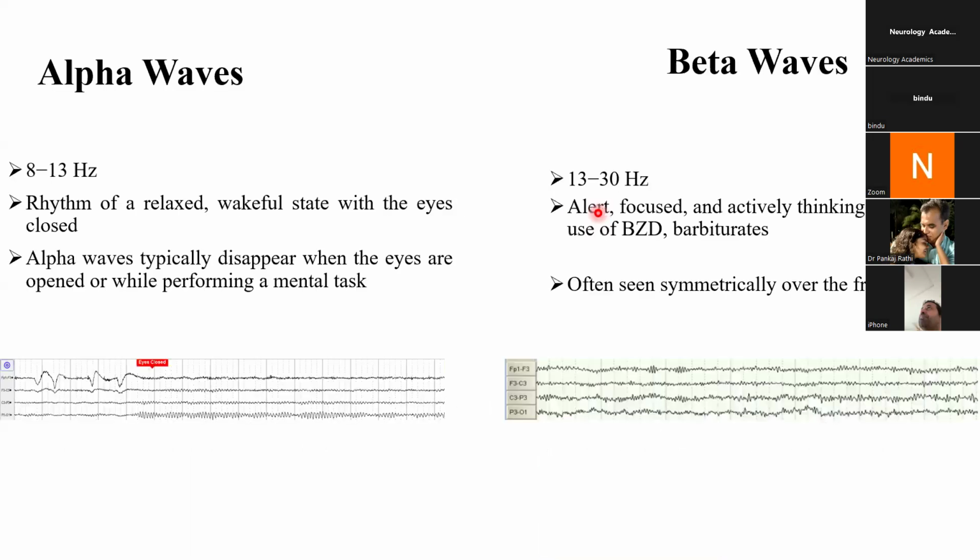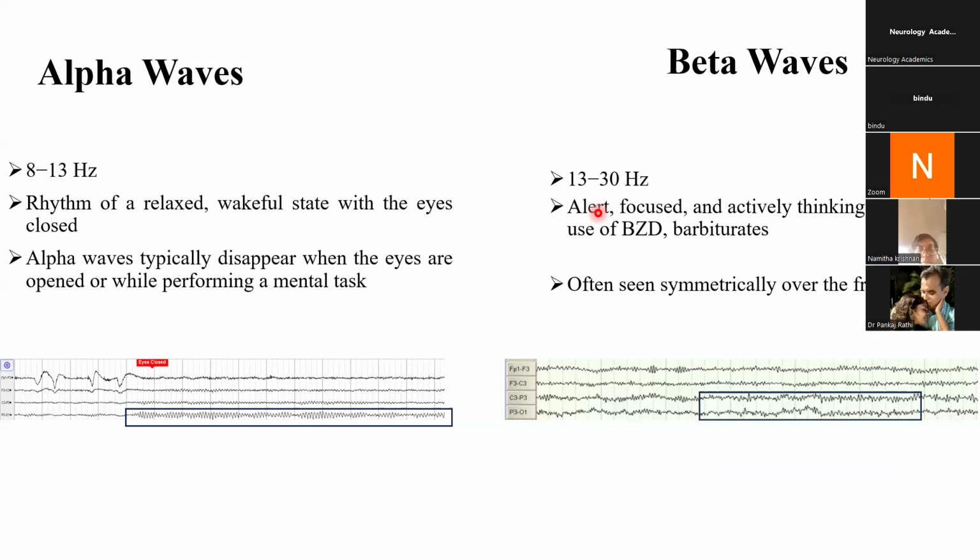Alpha waves are 8 to 13 hertz, the rhythm seen in a relaxed, wakeful state with eyes closed. The alpha waves typically disappear when the eyes are open or while performing a mental task. Beta waves are 13 to 30 hertz, seen in alert, focused, and actively thinking states, also seen with the use of benzodiazepines and barbiturates, often seen symmetrically over the frontal lobes.